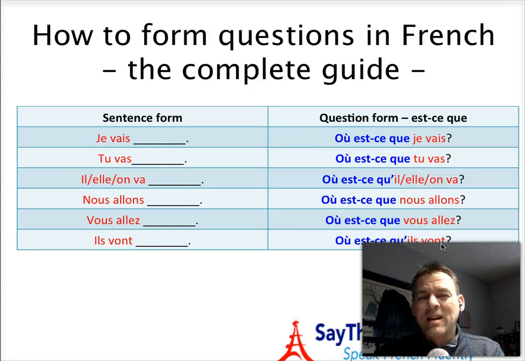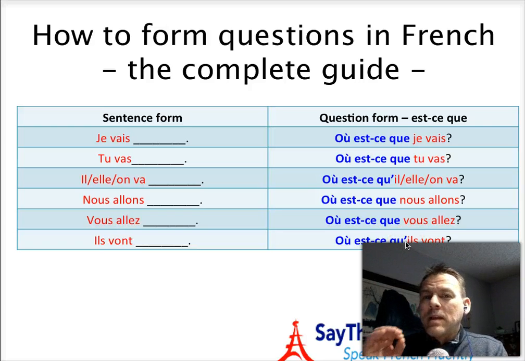Okay, I'll go a little bit slower. Où est-ce que je vais? Où est-ce que tu vas? Où est-ce qu'il va? Où est-ce qu'on va? Où est-ce que nous allons? Où est-ce que vous allez? Où est-ce qu'ils vont?